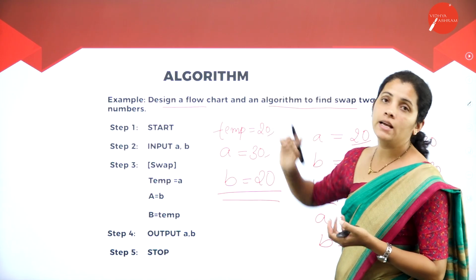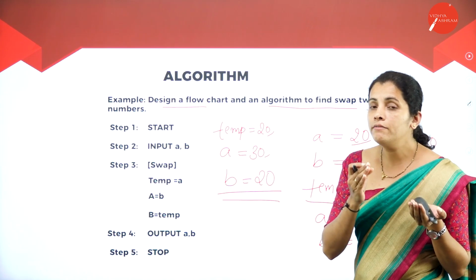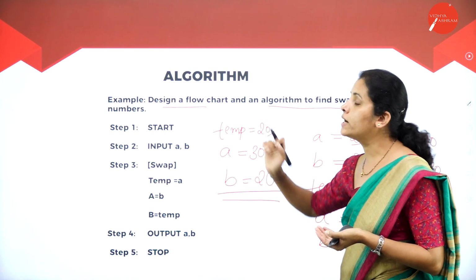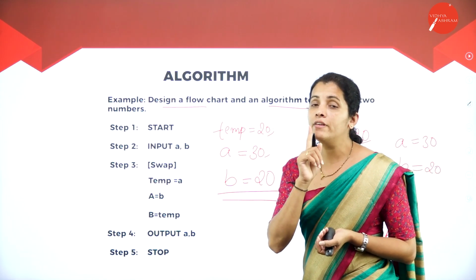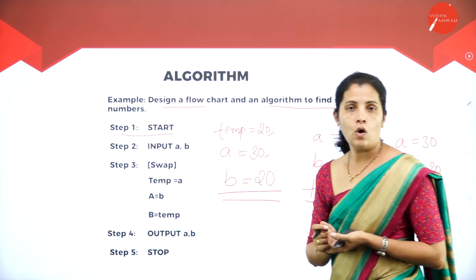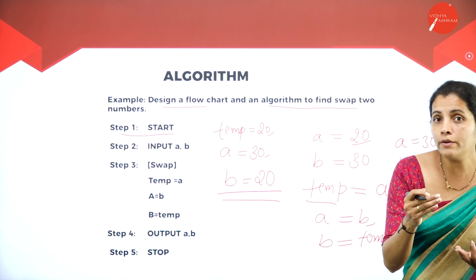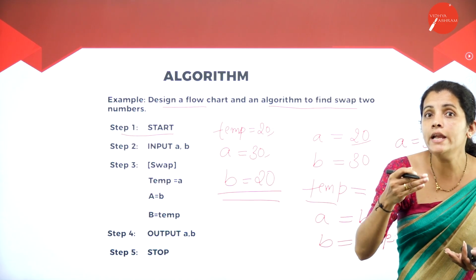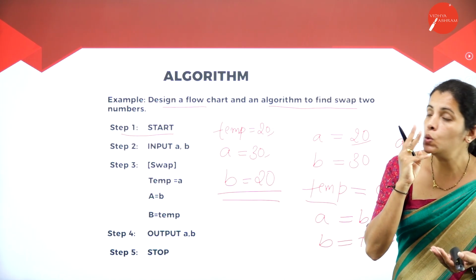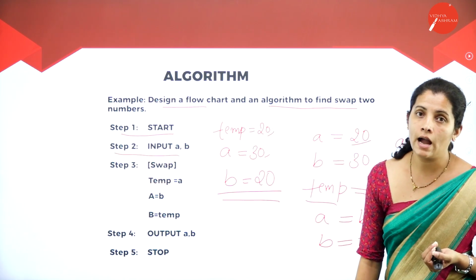At the beginning, I'm going to write the algorithm. Later, I'm going to convert this algorithm into my flowchart. What is my first step here? I want to start my algorithm. Now tell me what my next step is. I want to read two numbers. What is my input here? That is A and B.